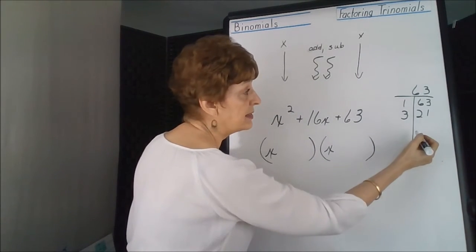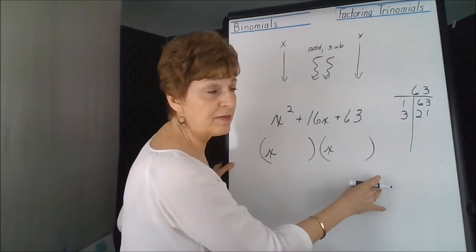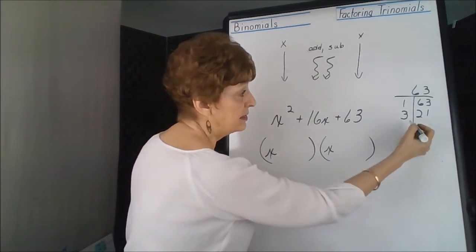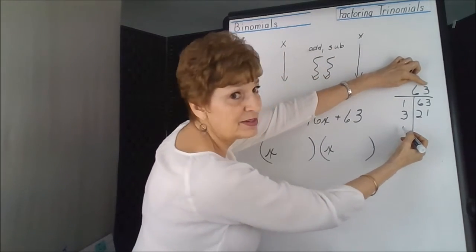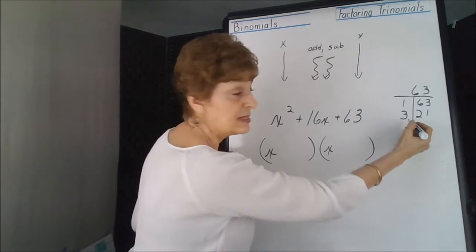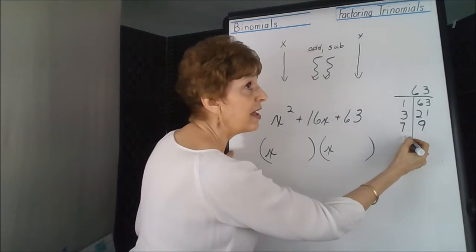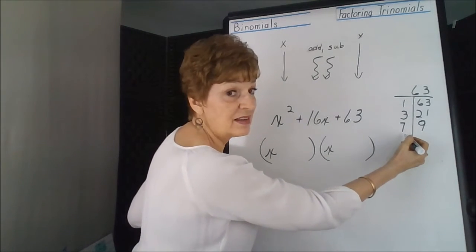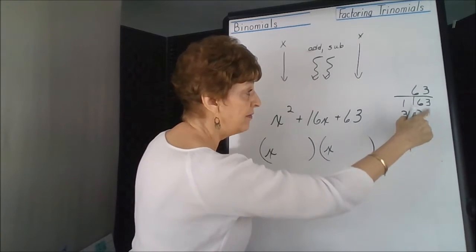4 won't work, it's not even. 5 doesn't work, it doesn't end in a 0 or a 5. 6 might work, 6 goes into 6 once, but well, there's a remainder. Never mind about 6. 7, 7 times 9 is 63. 8, no, 8 times 8 is 64, that's as close as I can get. And 9 I have already, so those are my factors.